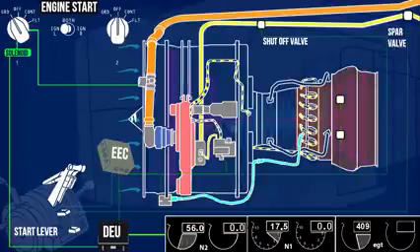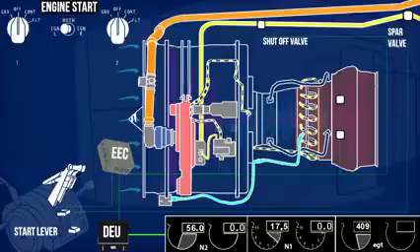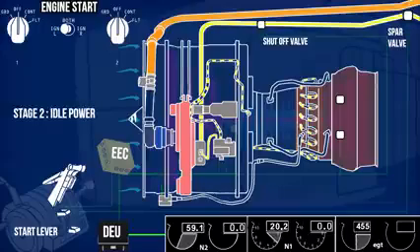At 56% N2, the engine reaches a self-sustainable level. The DEU removes the ground from the start switch solenoid, and the switch goes to off position. This removes the power to the start valve, which closes to stop the pneumatic supply to the starter. The reduction in pressure reduces starter speed, which disengages the clutch, isolating the starter from the engine gearbox rotation. As the temperature inside the combustion chamber is enough for continuous fuel-air mixture ignition, EEC deactivates the ignition system. Now the engine has reached the idle stage.